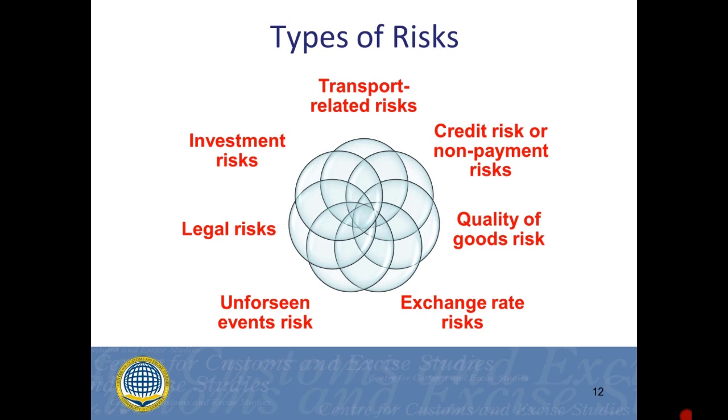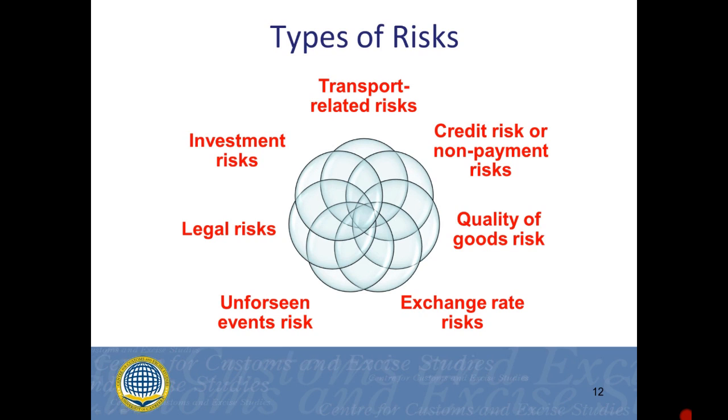The quality of goods risk refers to when the importers may find it difficult to physically check the quality of goods before shipment, and sometimes they may receive goods of the quality that they did not expect. And one of the ways of avoiding this is for the importer to insist on provision of an inspection certificate, or to do what is called a pre-shipment inspection in the country of origin.